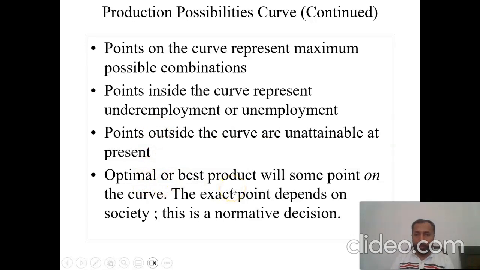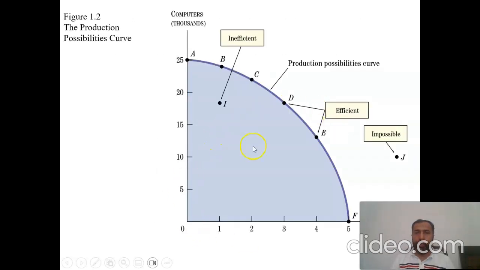The optimal or best product mix will be some point on the curve. The exact point depends on the society. This is a normative decision, not an objective decision which can be quantitatively measured. If one society decides to produce at point B, it is possible. If another society wants to produce at point D, it is also possible. This is a normative decision. By normative, we mean it depends upon judgment.